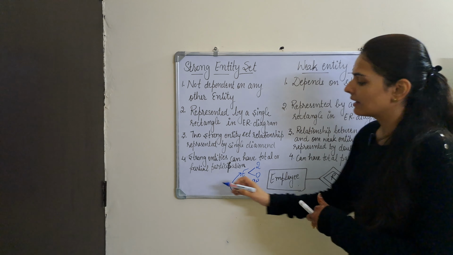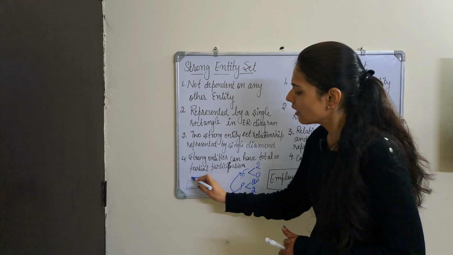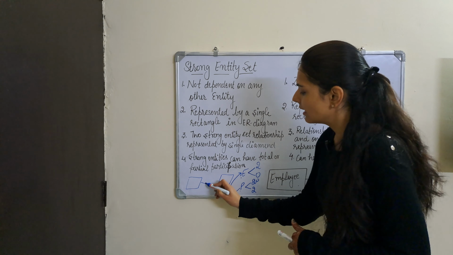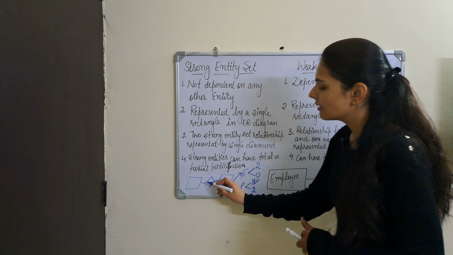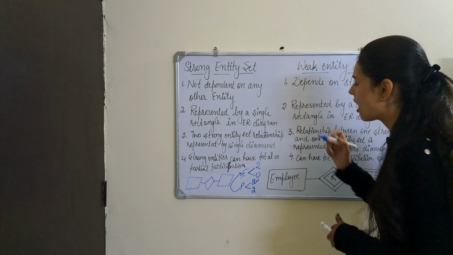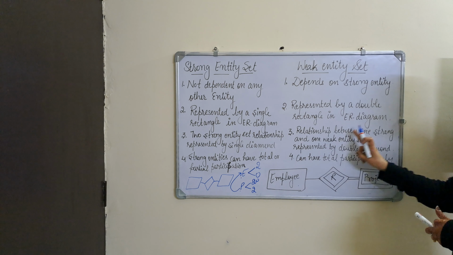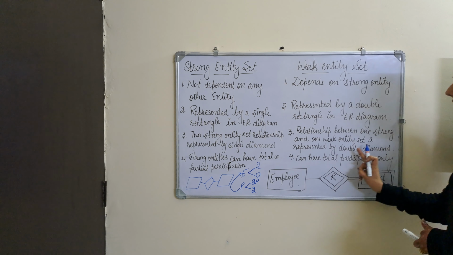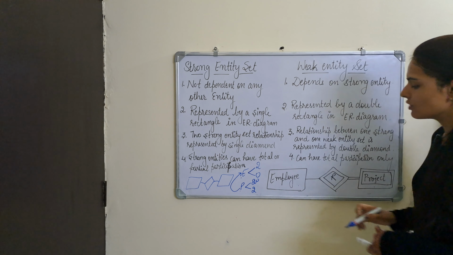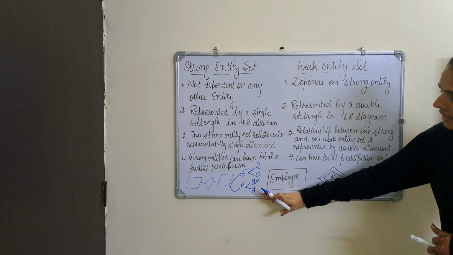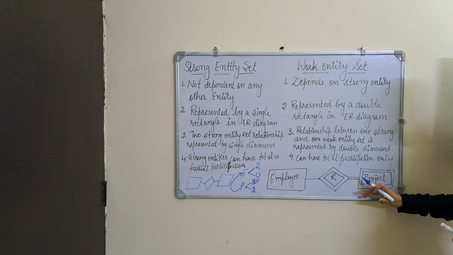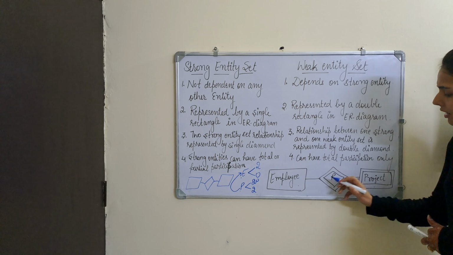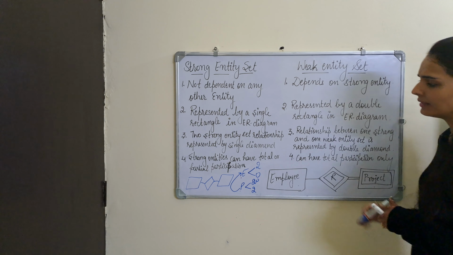Now, next point says that the relationship between two strong entity sets is represented by a single diamond. So we can say that if there are two strong entity sets and those two strong entity sets are related to one another, then they are related with a single diamond. However, if there is a relationship between one strong and one weak entity set, then that is represented by a double diamond. So we can see over here one strong entity set, that is employee, and a weak entity set, that is project. These are related to one another with the double diamond, right?